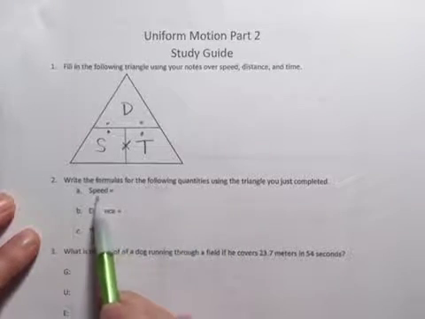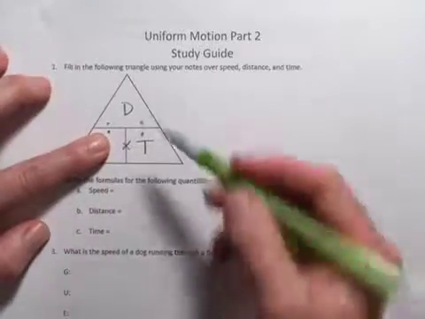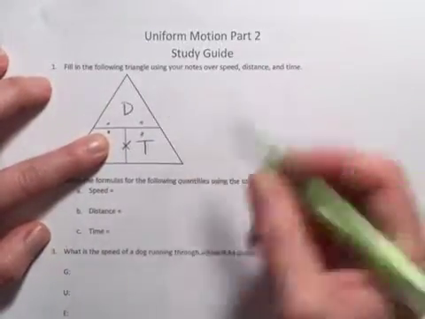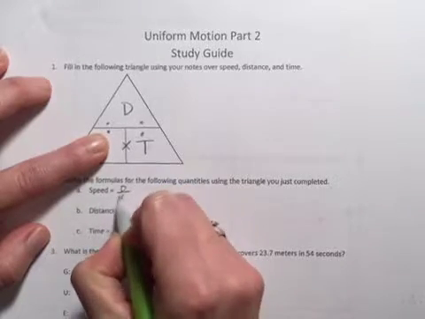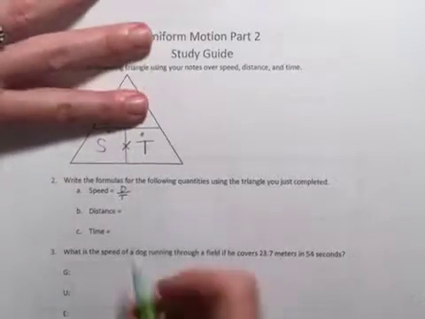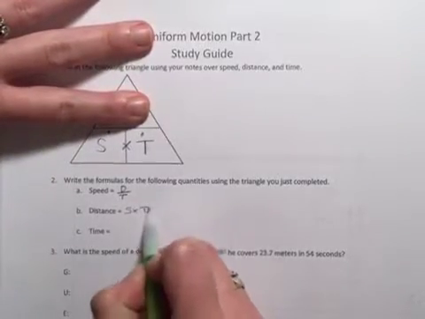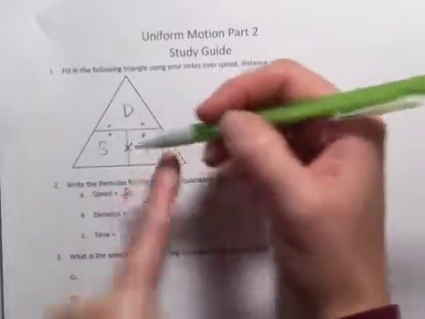So writing the formulas, whatever you're trying to find, so in this case we're trying to find speed, you cover that up with your finger, and it's going to be distance divided by time. That's all you have to put. To solve for distance, speed times time. And to solve for time, distance divided by speed.